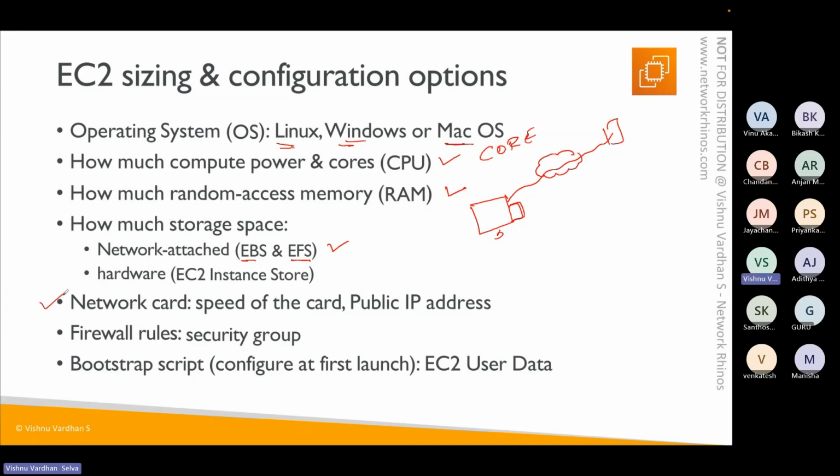Then you decide about the network speed. Obviously, we have a computer, so you need to have internet service, right? Network speed also they decide. Then firewall rule. Security groups we will study. This firewall rule decides what traffic can come inside and what traffic can go outside my EC2 machine. We'll do that now in the lab.